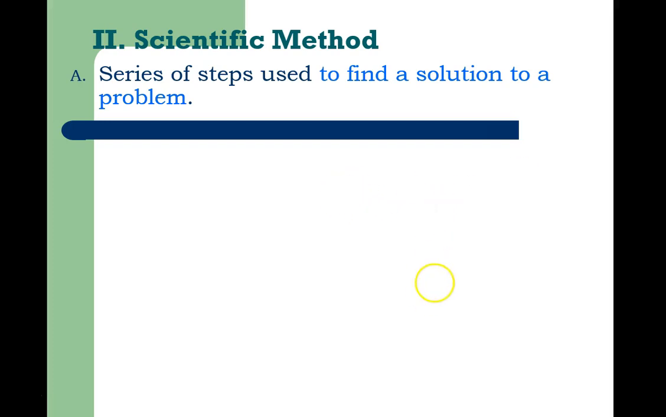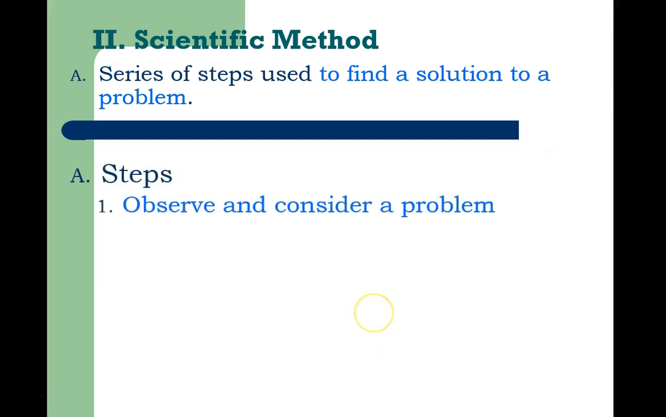And my guess is you can probably think of a lot of the steps at this point. There's going to be 6 total. There's observe and consider a problem. So it always starts off with some sort of problem that you're trying to figure out. You're going to form a hypothesis. A lot of times people simplify that by saying it's an idea that you could test.